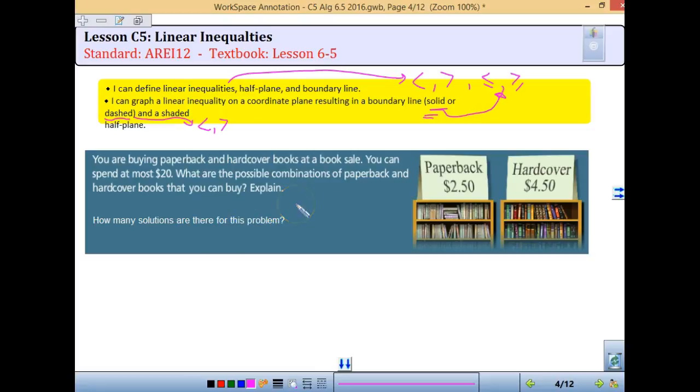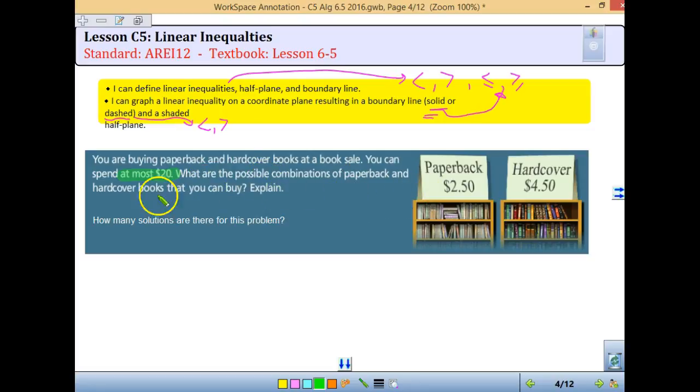So here's the situation, and this is why we need to be able to graph these and not just come up with solutions. It says, you are buying paperbacks and hardcover books for a book sale. You can spend at most $20. First thing we want to think of, at most $20. Could we spend $25? If you have at most 20, can you spend 25? No. Could I spend 10? I could spend 5. I could spend $12, right? That's less than that 20.